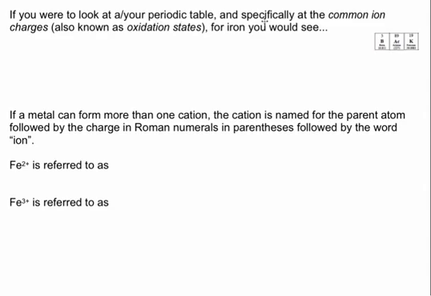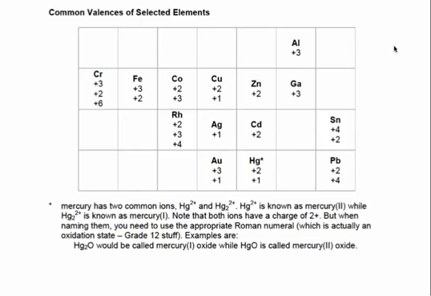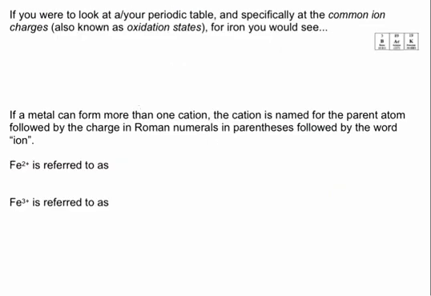You look at your periodic table, you're looking at the most common ion charges, also known as the oxidation states, for iron. If you're not sure, you need to look, and so there's iron, sure enough, 2 different charges. So what are the possible ions? Well, you have Fe3+, and we have Fe2+. So the first thing, you can't be afraid to go look at the periodic table if you're not sure.